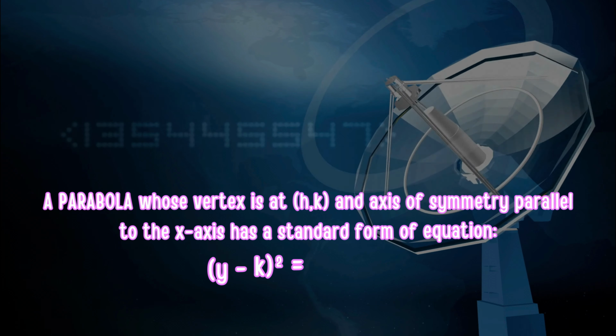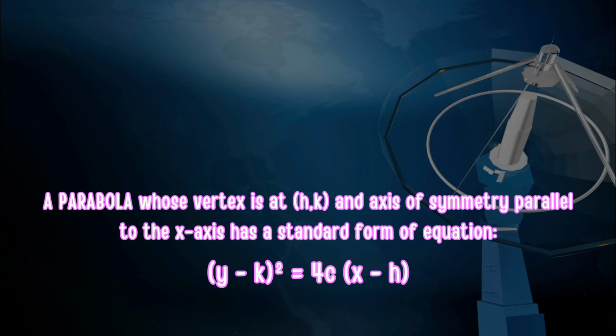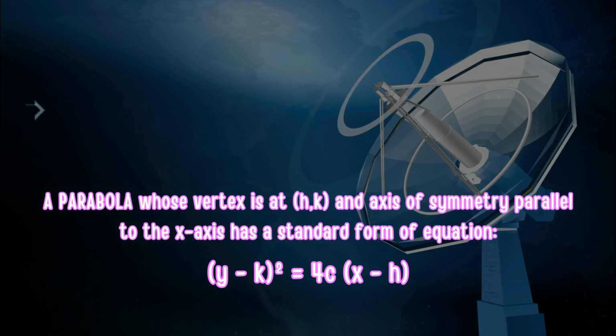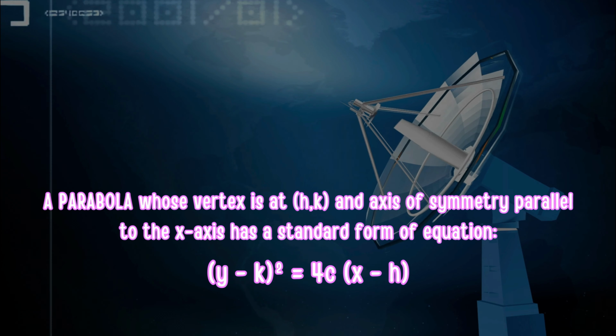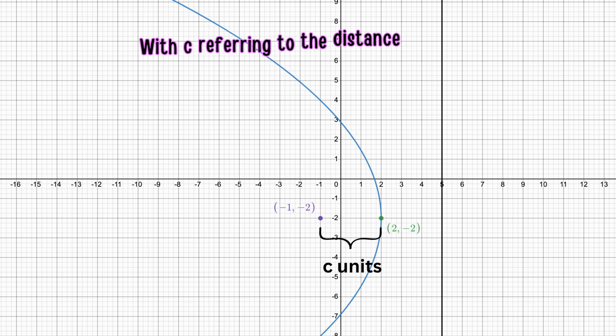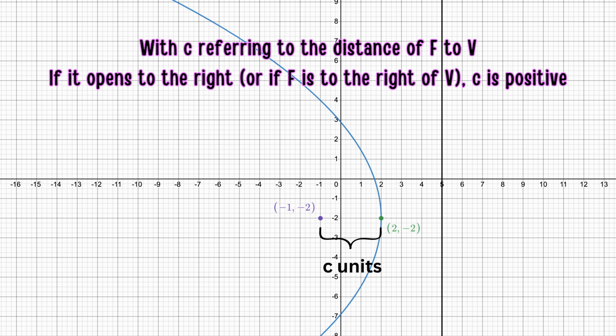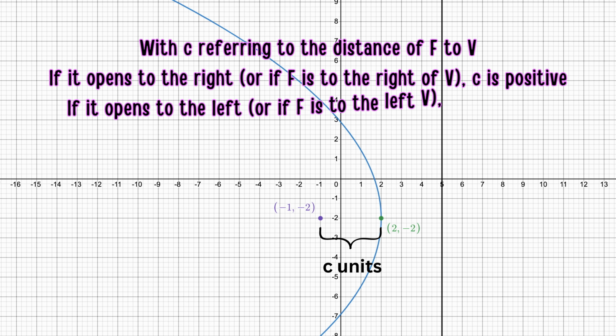For horizontal parabola whose vertex is at (h, k), the equation in standard form is (y − k)² = 4c(x − h). Again, c refers to the distance between focus and vertex. If the parabola opens to the right, then c is positive, or the focus is to the right of the vertex. But if the parabola opens to the left, then c is negative, or the focus is to the left of the vertex.